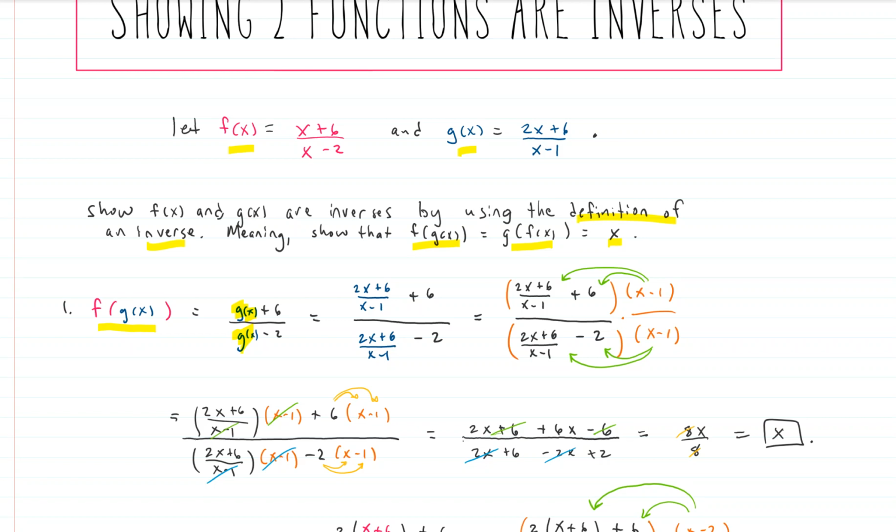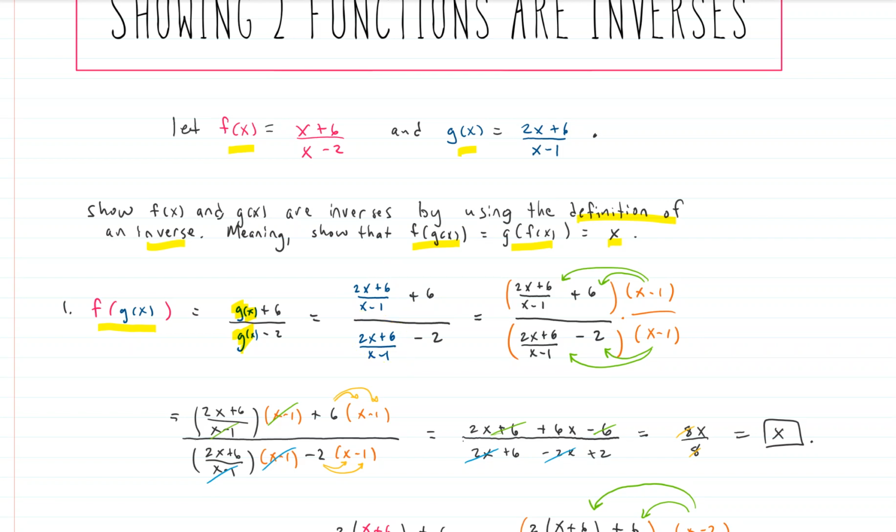So instead of having g, let's just plug in what g is. We know g is 2x plus 6 in the top and x minus 1 in the bottom. So that's what I do. I plug it in. 2x plus 6 over x minus 1 in the top in place of g, and also in the bottom in place of g.